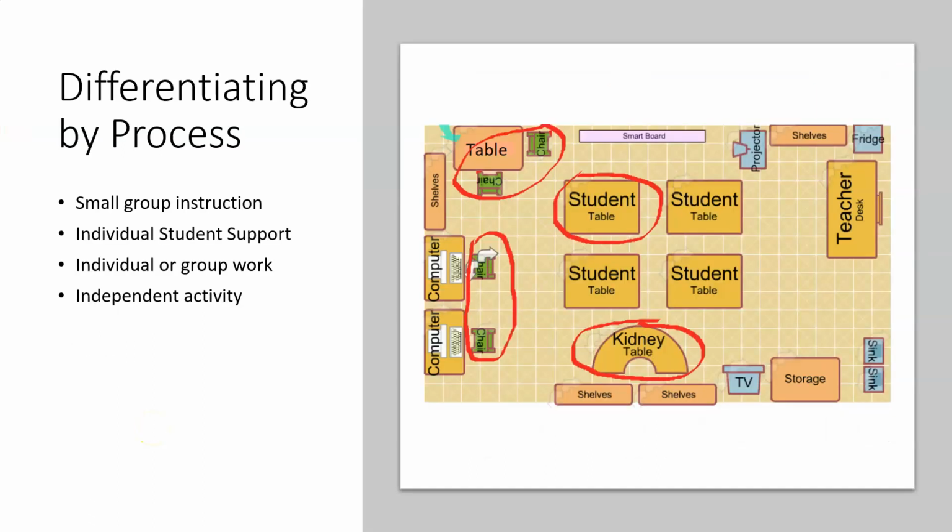In this classroom, students are receiving instruction in different formats. This is differentiating by process. You can see that some students are sitting at tables in the middle of the room, working independently. Other students are sitting at a table at the side, working with an aide, while still other students are sitting at the computers.